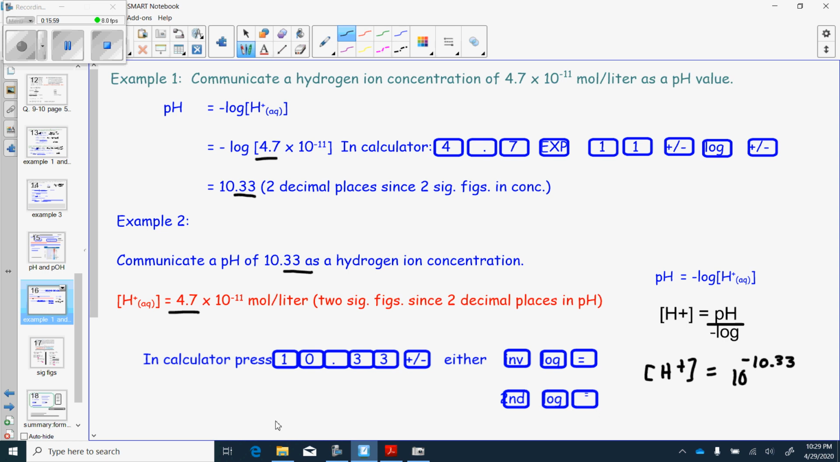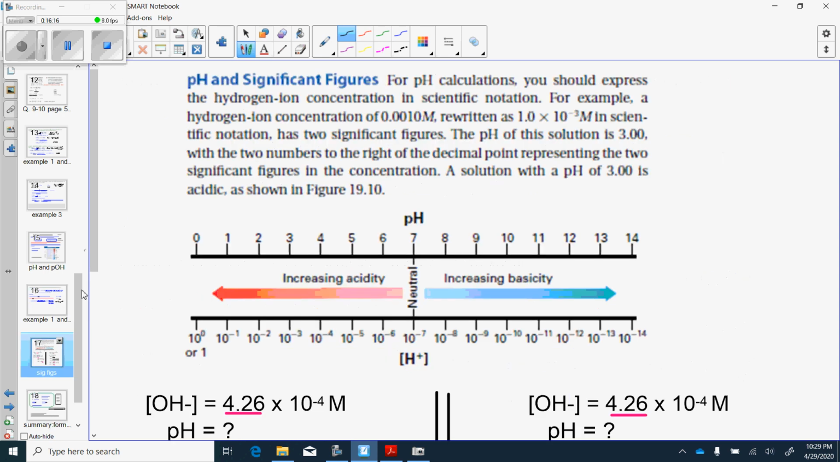Okay, whichever works for you, but you want to make sure you practice enough so that you can convert pH to H positive, or H positive to pH, or pH to pOH, or pOH to H. You want to be able to go back and forth between these variables. So I wanted to do one more example with you before I send you on your way.